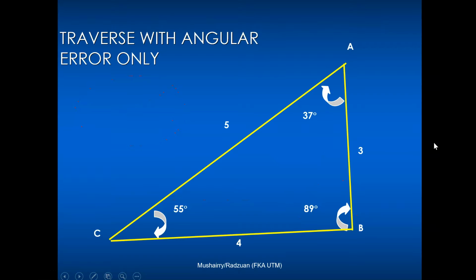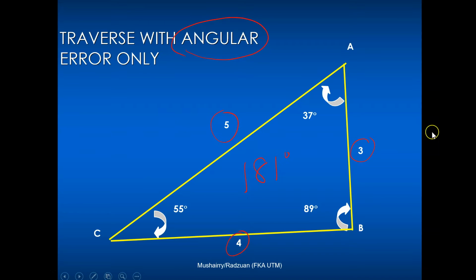Okay, that is a figure of a traverse with only angular error. If you add up the three angles there, I think you get about 181 degrees, which means that we have a 1 degree error. But somehow the distances are exactly 3, 4, 5. It might not happen this way, but it's just for illustration purposes.